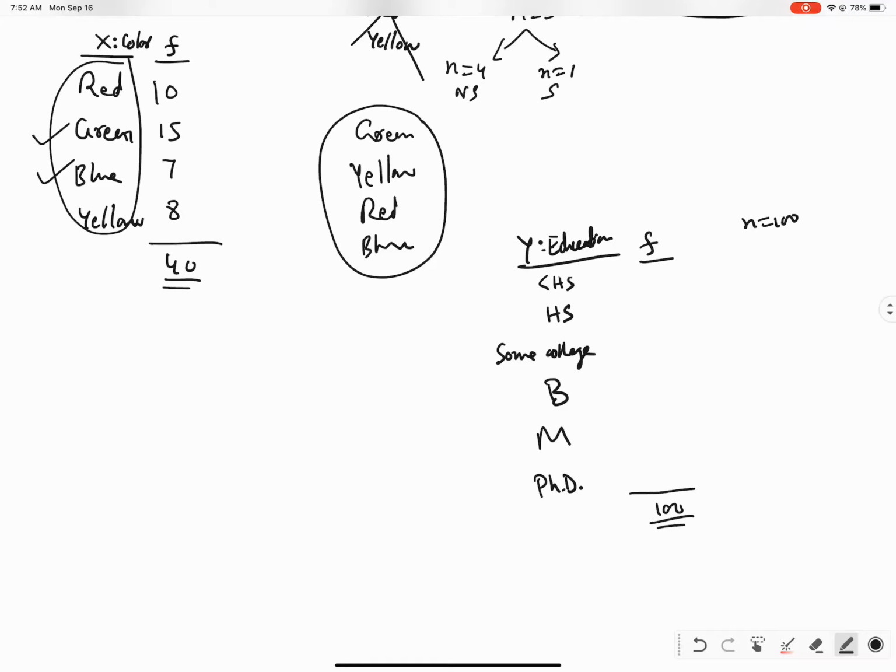Out of these 100 individuals, let's say we have 30 individuals with a bachelor's degree. 20 individuals have completed some college education. They never completed a bachelor's degree, but maybe spent 1 or 2 years in college. And then we have some individuals with high school education, some individuals who never completed high school. Maybe another 20 individuals who have a master's degree, and the remaining individuals have a PhD.